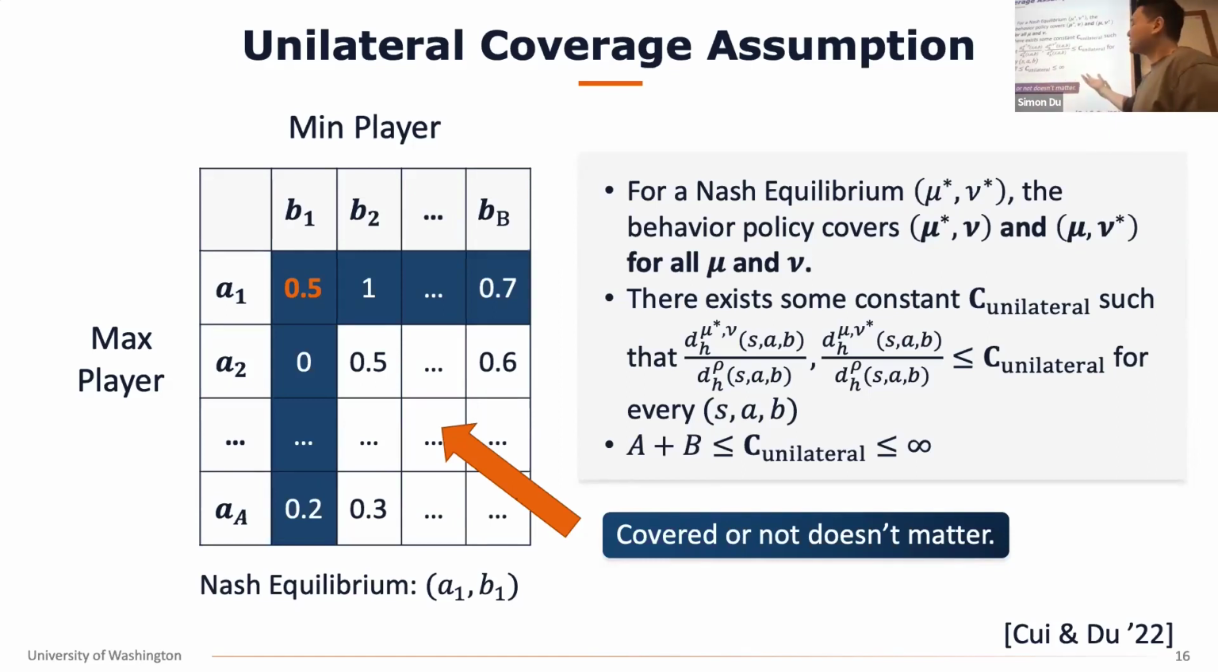If you use a coverage assumption in the two-player setting, basically you need to cover all the action pairs. But actually here it's still weaker than uniform coverage because there are a lot of actions you don't need to cover, at least in this pure strategy case.